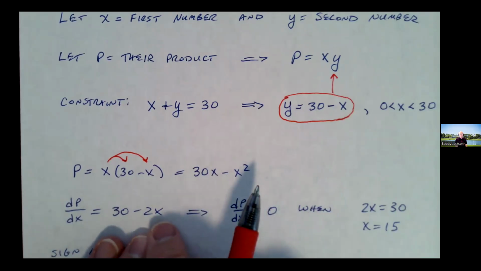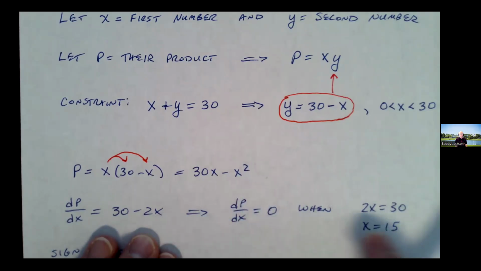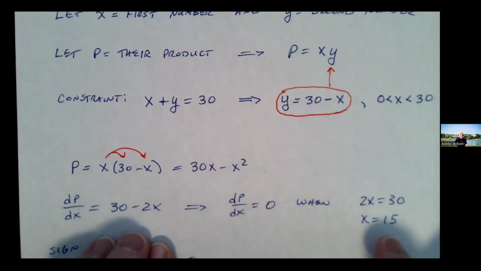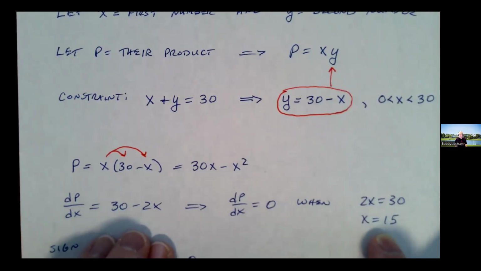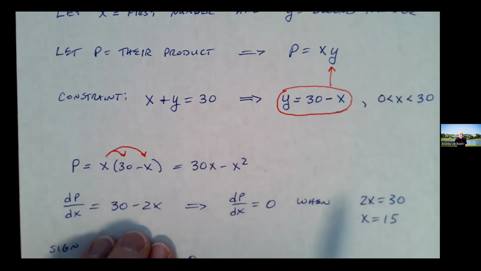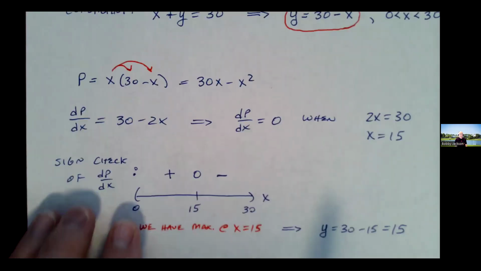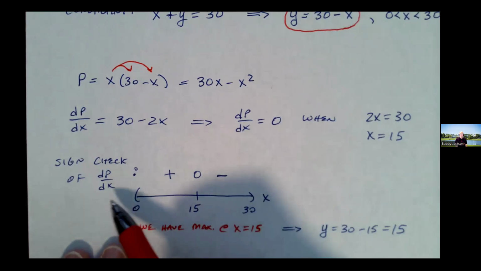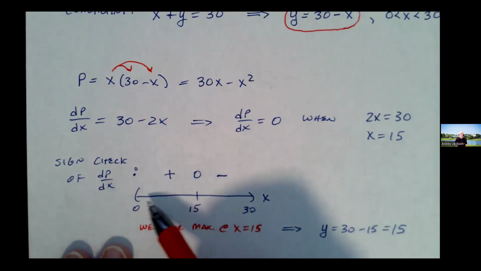When is this derivative equal to 0? Well, that's going to be when 2x is equal to 30. This difference would then be 0, which means x is 15. So before you assume that this gives rise to a maximum, we need to show a sign check. And you should do this on a test. You need to show proof that we have a max. Indeed, we do. So here's my interval.